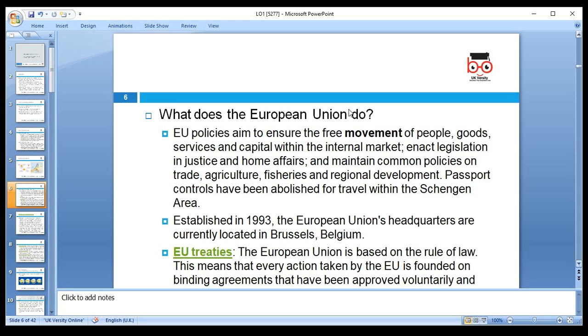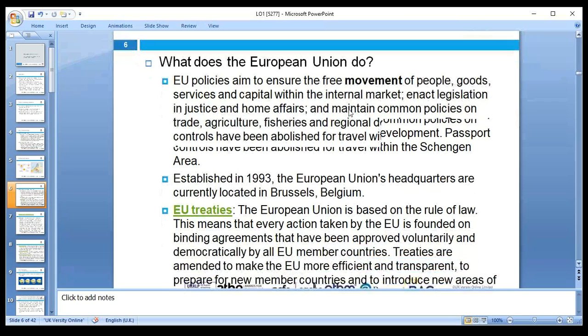Okay, so what does the European Union do? EU policies aim to ensure the free movement of people. That's the fundamental principle of the EU: the free movement of people, goods, services, and capital within the internal market, which consists of all 21 member states. It also legislates on justice and home affairs and maintains common policies on trade, which every member state has to follow, as well as agriculture, fisheries, and regional development. Passport controls have been abolished for travel within the Schengen area.